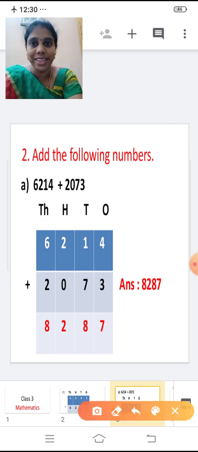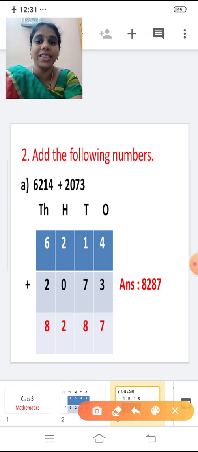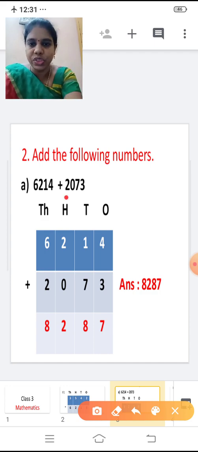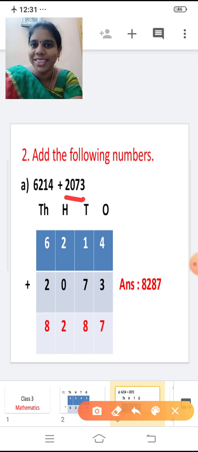First, you are going to write the numbers in the correct place. First, take the 6,214. Write it in the correct place. 4 in the ones place, 1 in the tens place, 2 in the hundreds place and 6 in the thousands place. Now, take the second number 2,073. Write in the correct place. 3 in the ones place, 7 in the tens place, 0 in the hundreds place and 2 in the thousands place. Now, you are going to add this now.